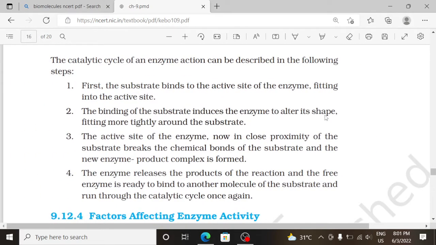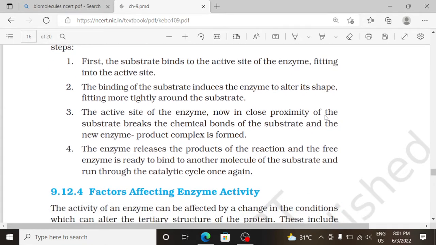The catalytic cycle of an enzyme action can be described in the following steps. First, the substrate binds to the active site of the enzyme, fitting into the active site. Second, the binding of the substrate induces the enzyme to alter its shape, fitting more tightly around the substrate. Third, the active site of the enzyme, now in close proximity to the substrate, breaks the chemical bonds of the substrate and a new enzyme product complex is formed. The enzyme releases the products of the reaction and the free enzyme is ready to bind to another molecule of the substrate and run through the catalytic cycle once again.